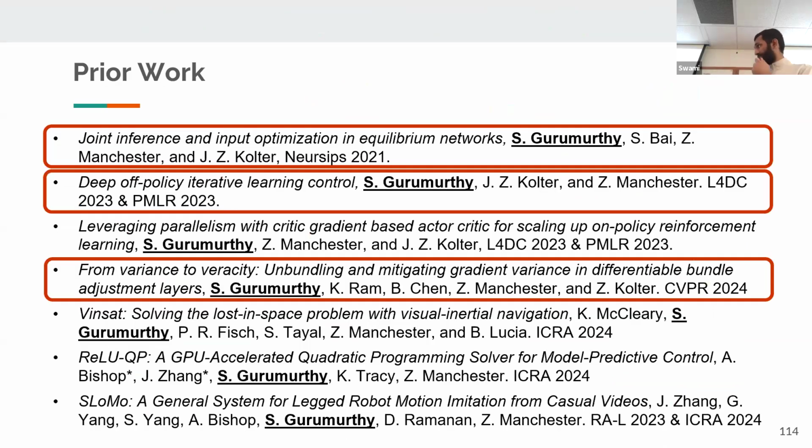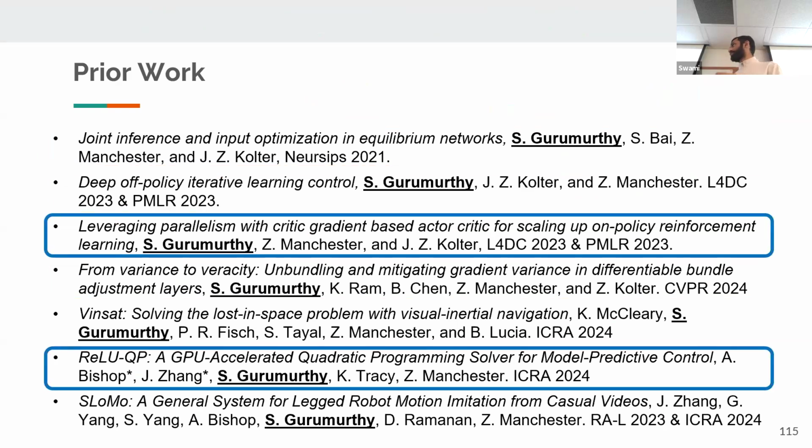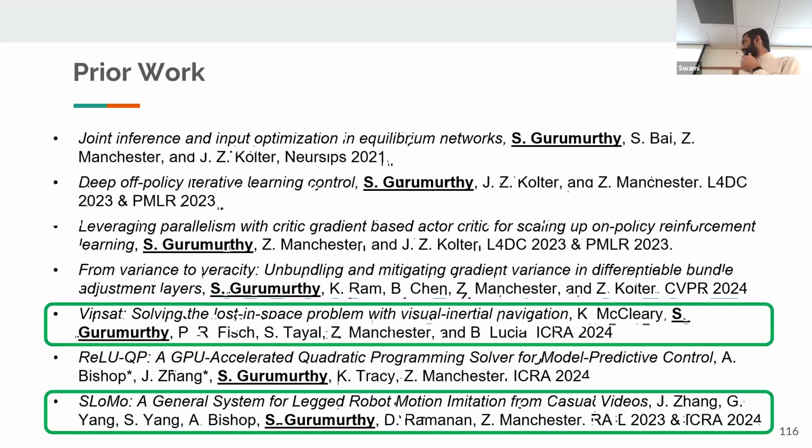All right. We primarily presented these 3 pieces of work, but there were a few others, which I just wanted to point out. There were a couple more on trying to speed up these optimization problems or training procedures with these models in the loop, using GPUs or using parallelism. And then we had a couple of systems papers, one which we talked about briefly for the lost in space problem, and another led by John for the motion imitation problem from casual videos, which again tries to plug in a model predictive control problem after you get some reconstructions from videos.